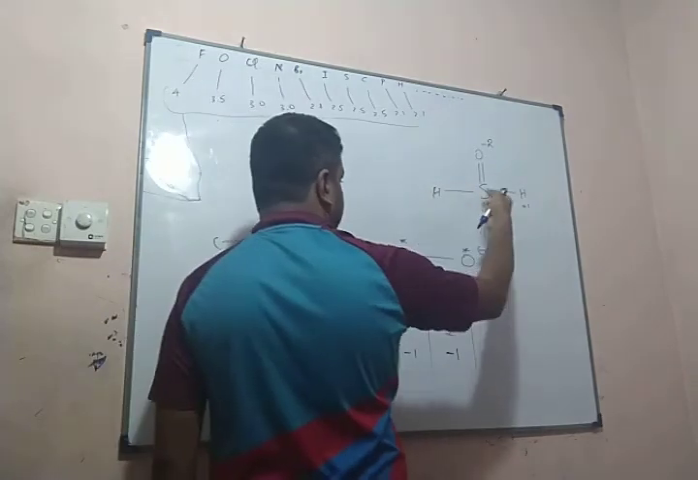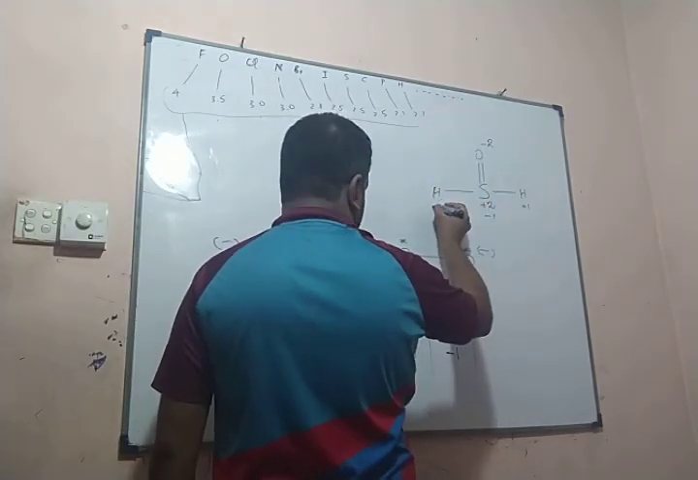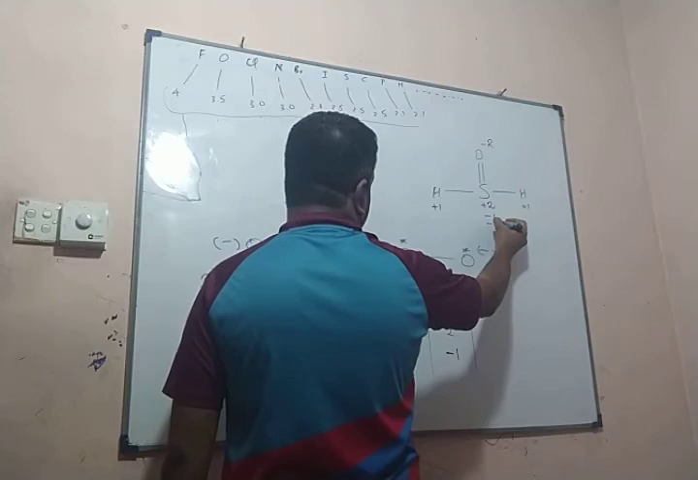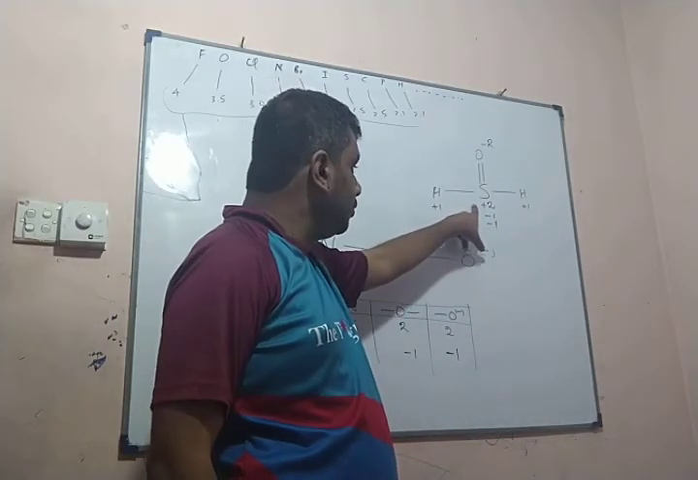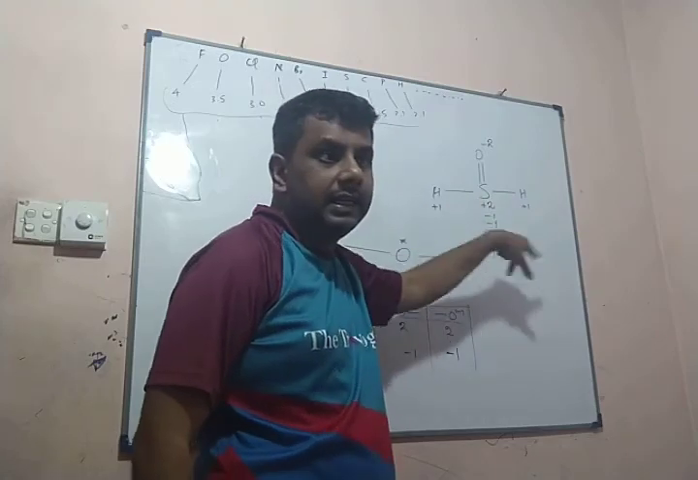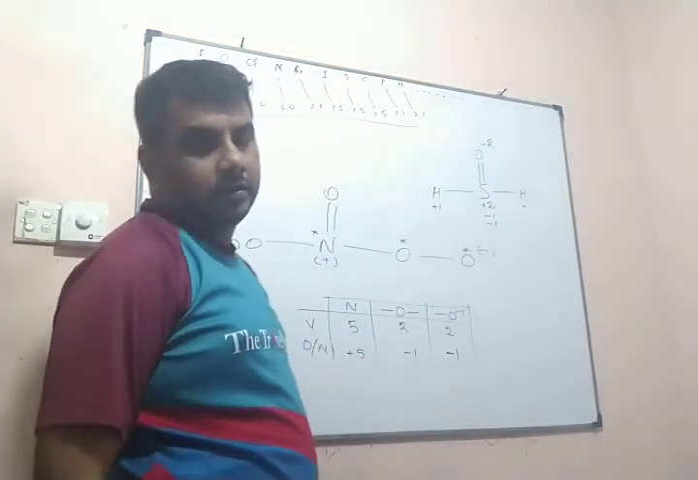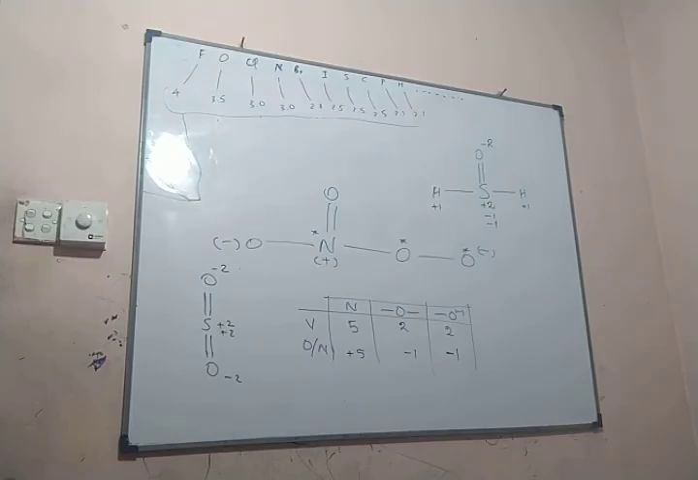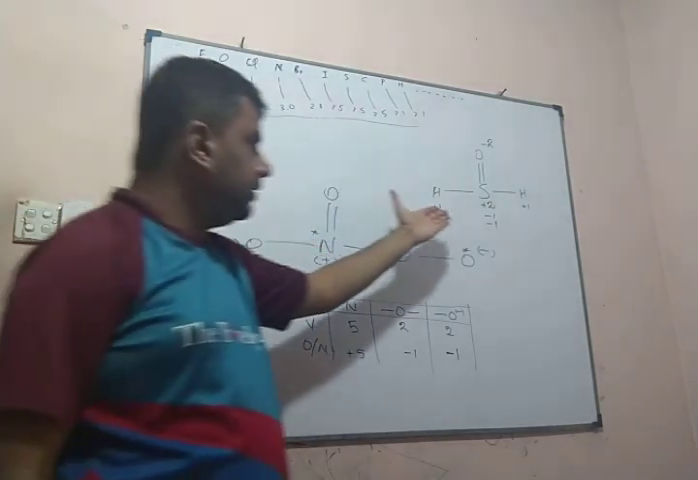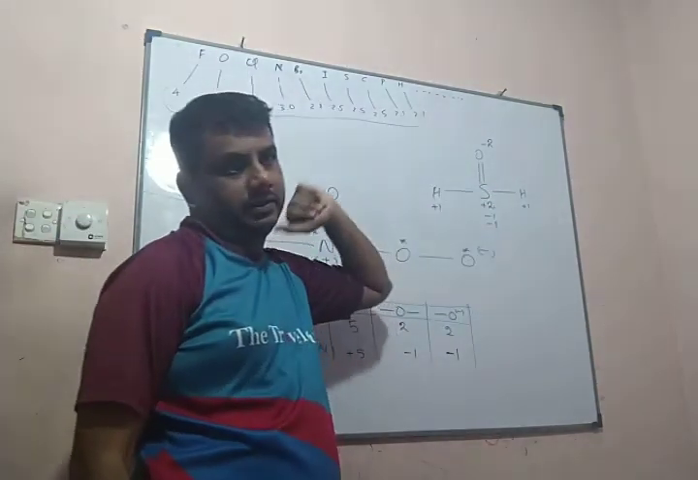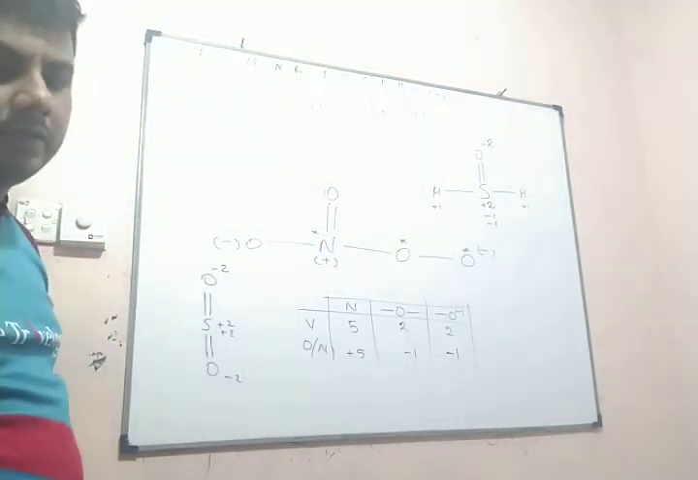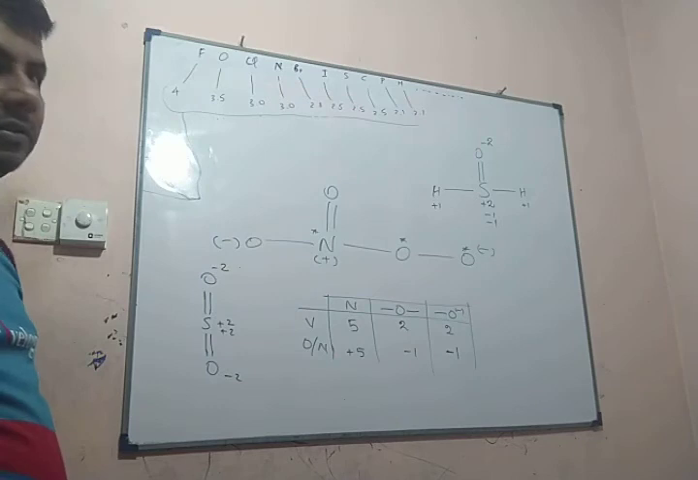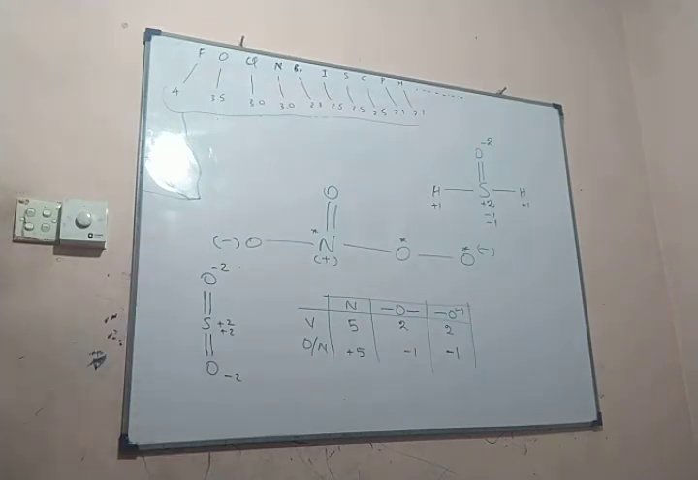And consider this bond. Again, hydrogen +1, sulfur -1. So what's the total oxidation state of sulfur? +2, -1, -1. Totally 0. Oxidation state of sulfur is 0. Okay. You can easily find the oxidation state like this. And try this also like that. Okay, that's all. Note it down.